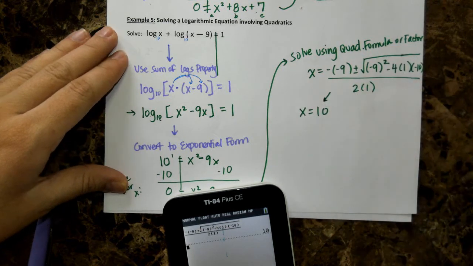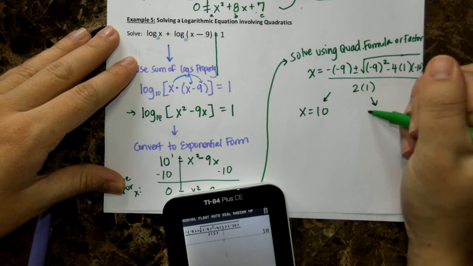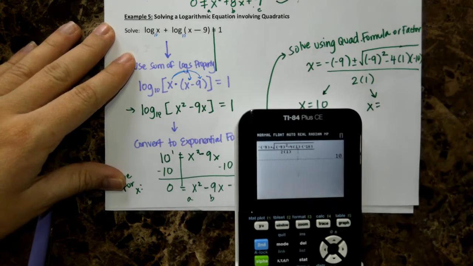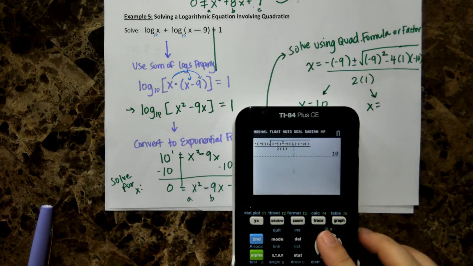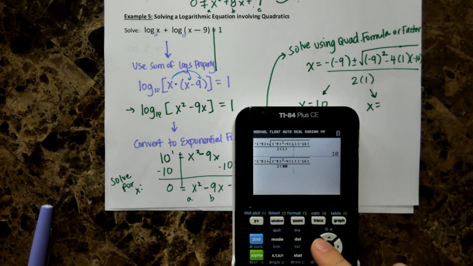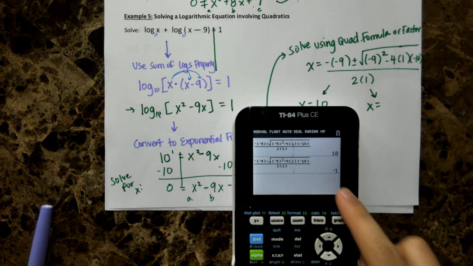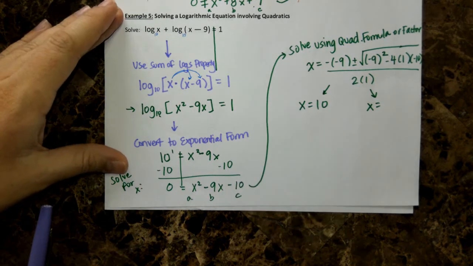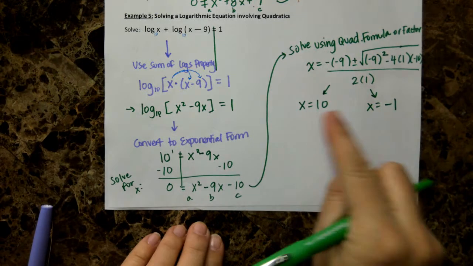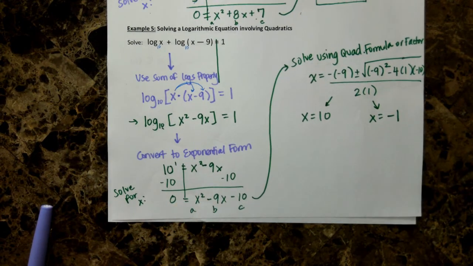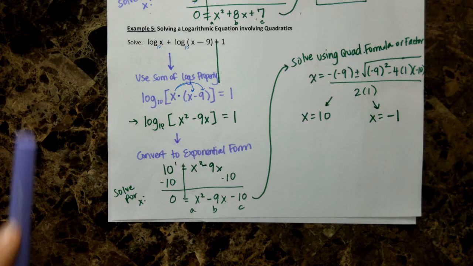Okay. Remember, we're going to have two answers, though. We're going to have to type this in again with a minus symbol. So I'm just going to copy and paste that so I don't have to type the whole thing in. Change that plus sign to a minus sign. Enter. And there's my second answer, -1. So we have two answers essentially. You would say that those are both our answers. X can be either one of those.